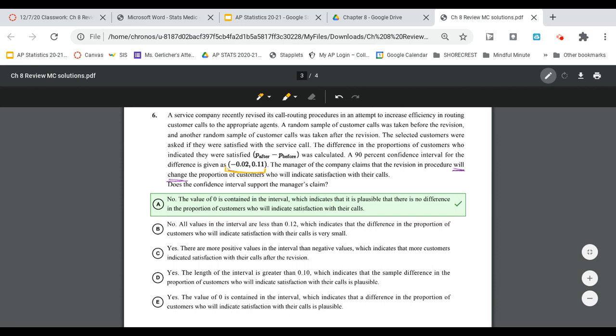So they said, the manager of the company claims that the revision of the procedure will change the proportion. So will change the proportion means there is a difference between them. That going from before to after, there is a change, which means they're not the same. So this is not supported because 0 is in our interval. They're saying it's plausible there's no difference between the before and after. So yeah. Okay.